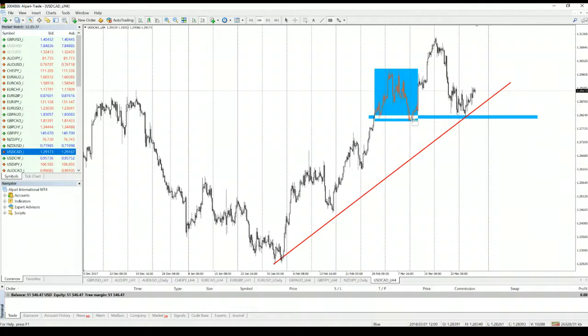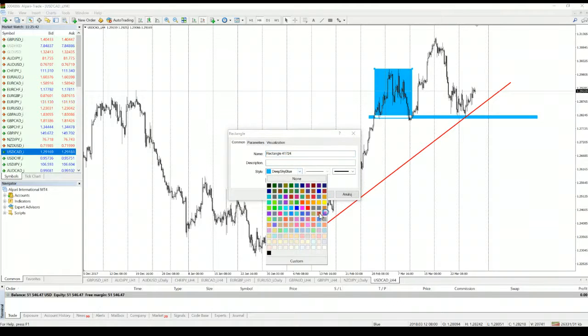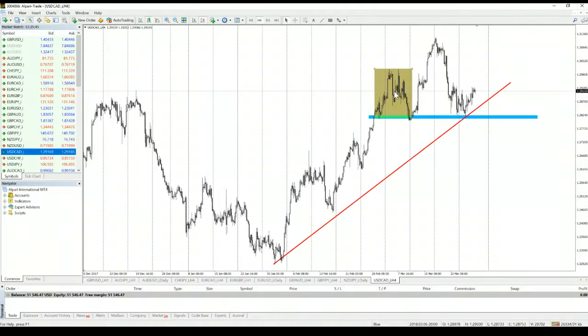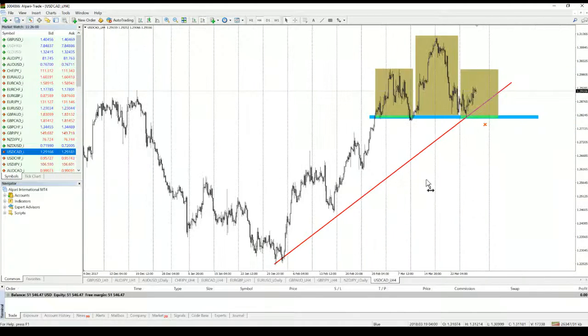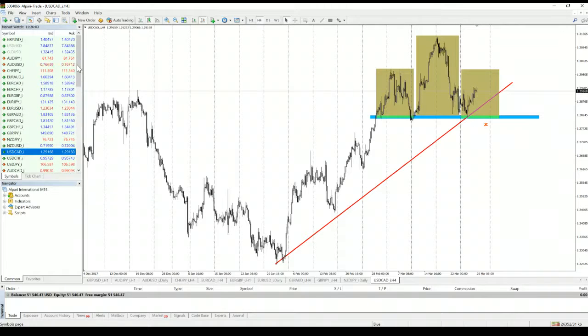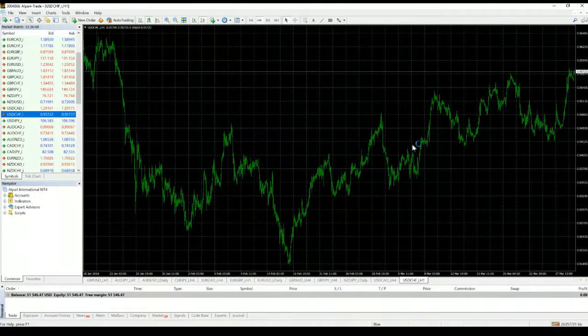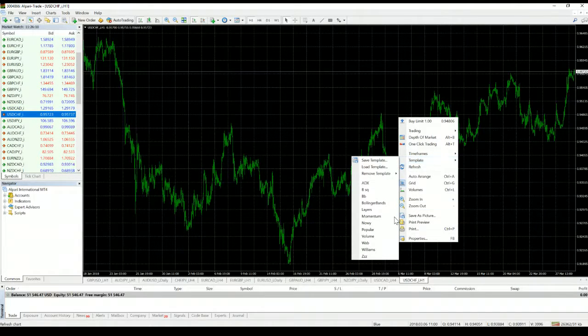Uptrend line, left shoulder, possibly right shoulder, head. Breakout of this neckline triggers a very strong sell signal, but so far so good. American dollar to Swiss franc, that will be the last one analyzed today.